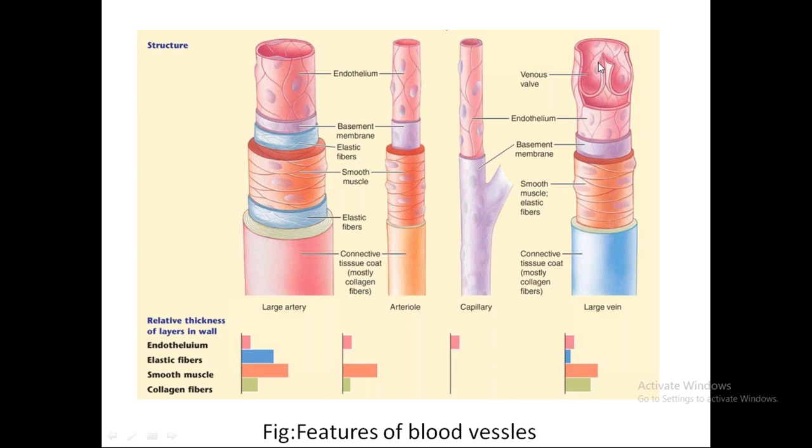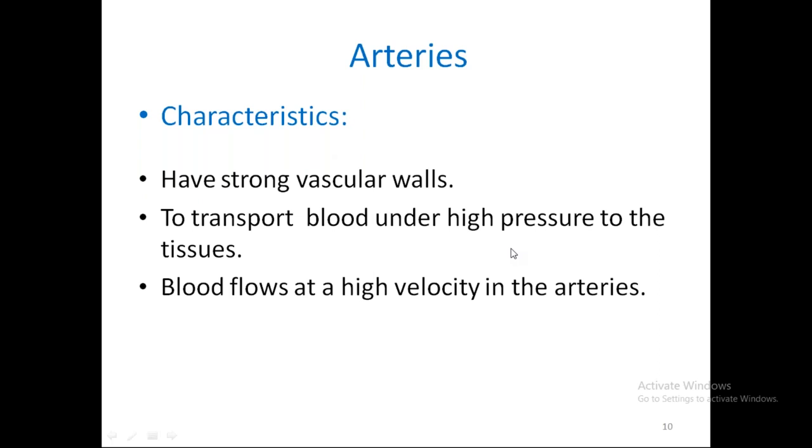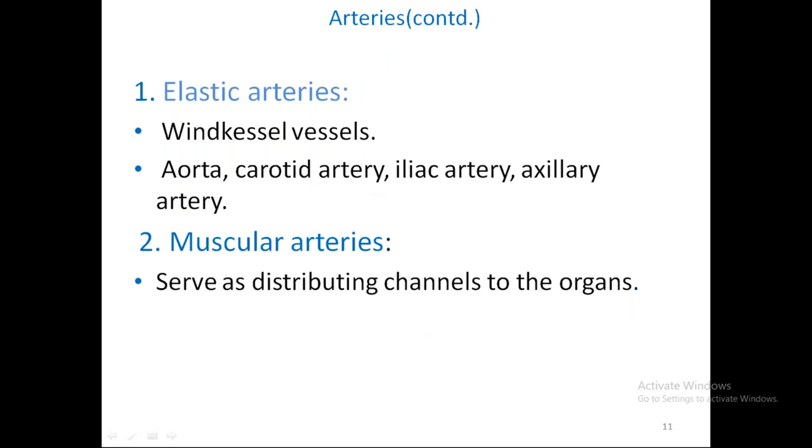Now, arteries. Arteries transport blood under high pressure to the tissues. For this reason, arteries have a strong vascular wall and blood flows at a high velocity in the arteries. An elastic artery is known as a Windkessel vessel. Examples are the aorta, carotid artery, iliac artery, axillary artery. And muscular arteries serve as distributing channels to the organs, so they are called distributing vessels.